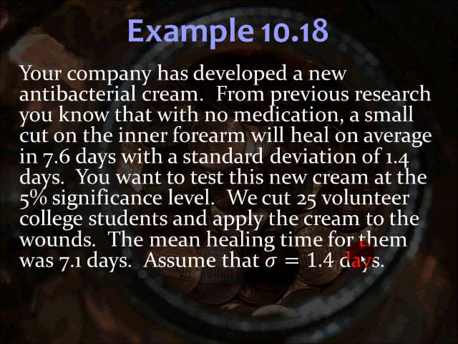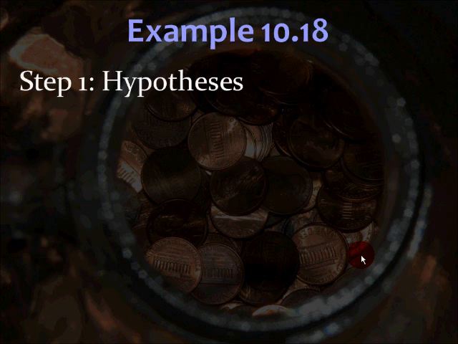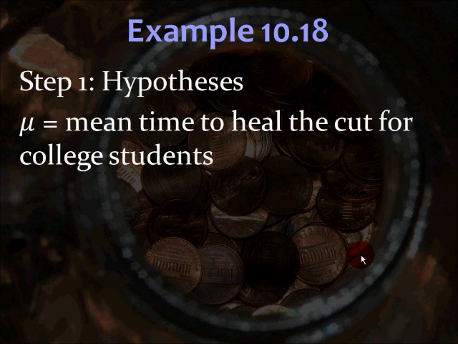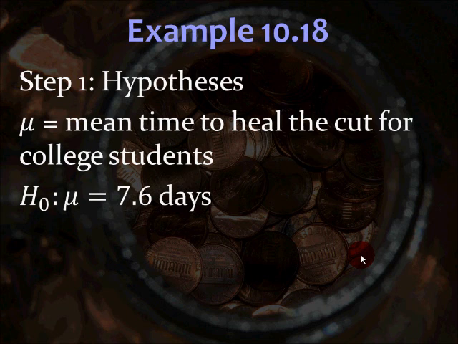Assume sigma is 1.4. Alright, let's craft our hypotheses. So, we want to know the mean time to heal the cut for college students. So, our null hypothesis would mean no change. In other words, it would still take 7.6 days for this wound to heal with the cream. Our alternative is that the cream improves healing rate or reduces healing time. So we want our alternative to be less than 7.6 days.